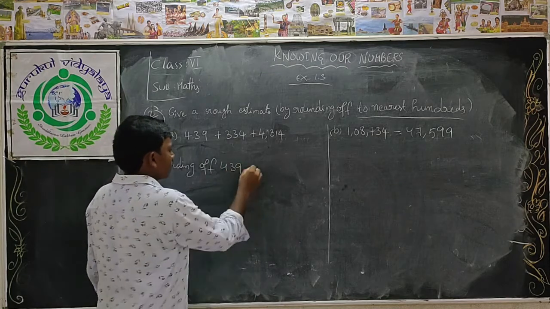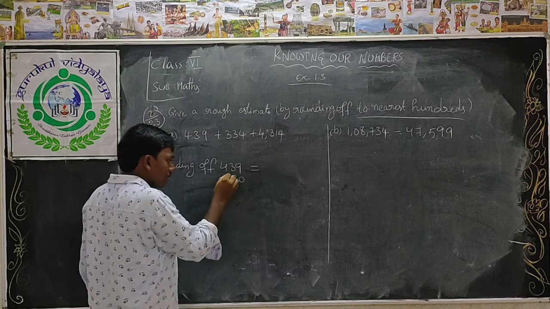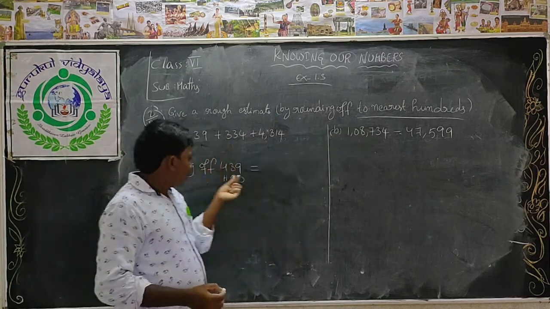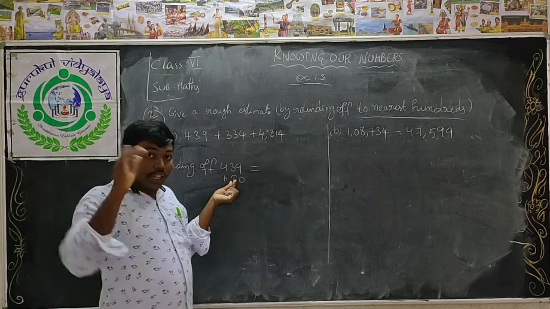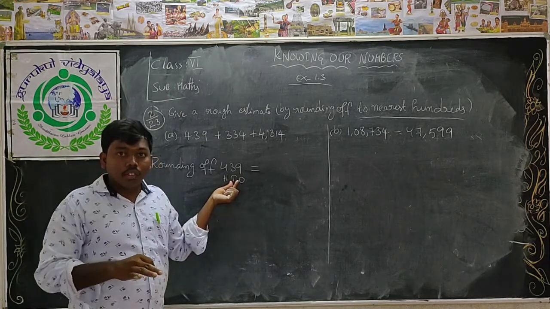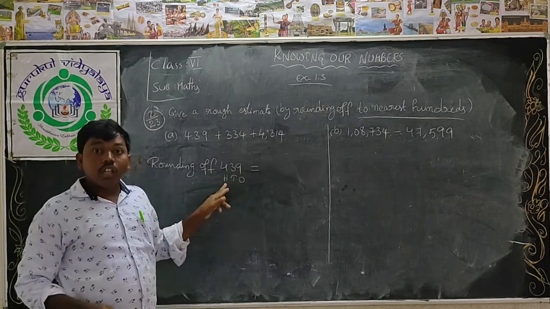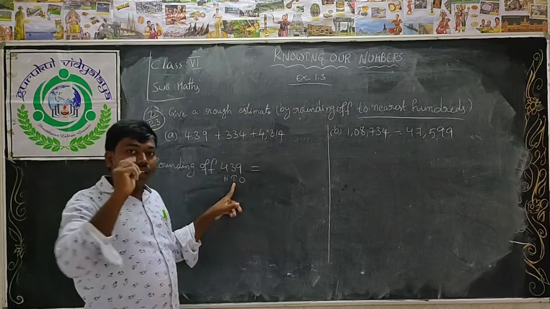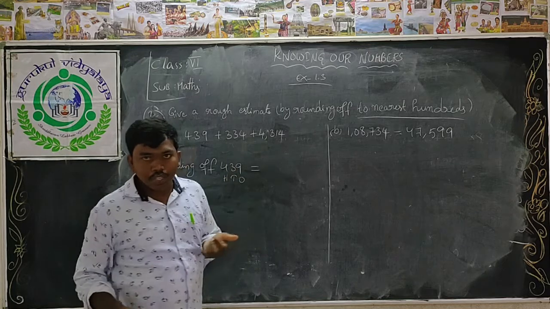439 is, this is ones place, this is tens place, this is hundreds place. Rounding off to the hundreds means check the tens place value. Again I am saying, if the tens place value is less than 5, no need to change the 100 place value, remaining taken as zeros. If it is 5 or more than 5, you can add 1 to the 100 place value. Remaining 2 places will be 0.